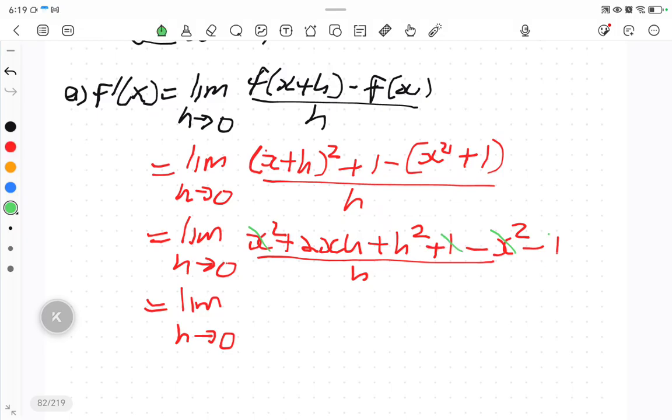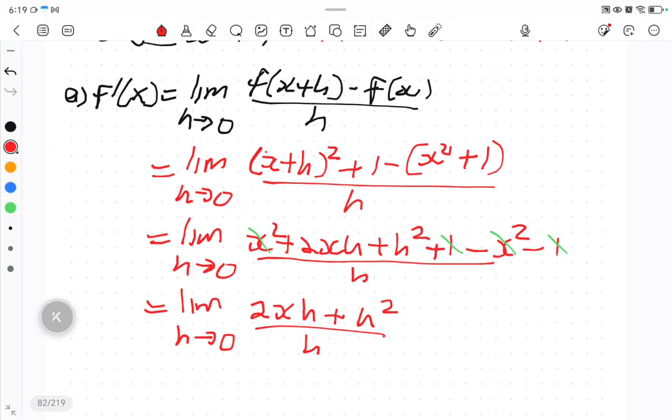And the 1 will cancel the 1. You see, so in most cases we should be left with only those that have h. So I'll have 2xh plus h squared all over h. Reason being, we need to get rid of the h below. So the idea is always to get rid of this h.